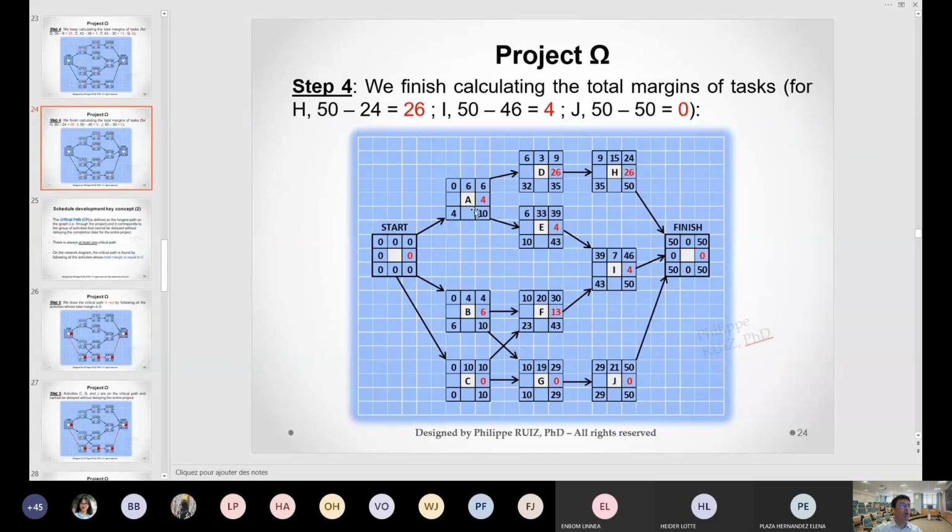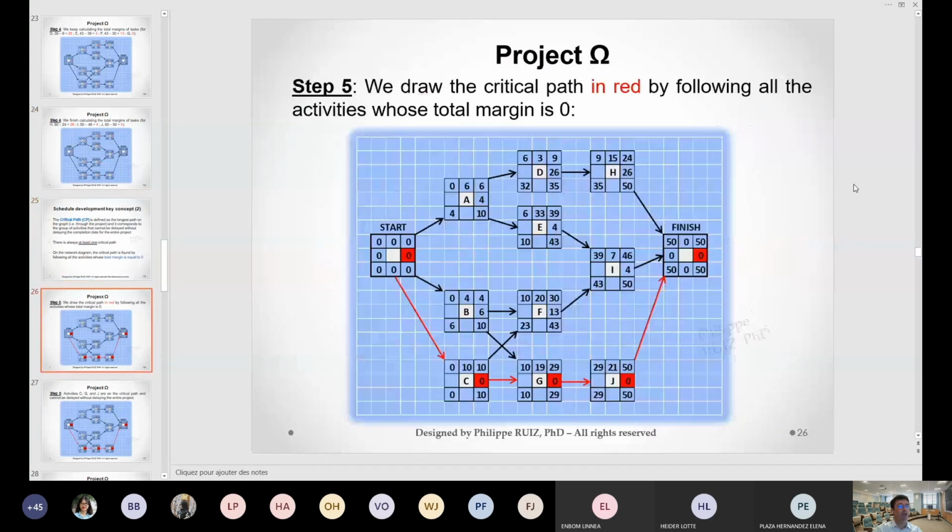At the same time, other activities have margin different from 0. You can see that H has a margin of 26 days. That's huge. Same for D. Here you can be very late. It's not going to change anything. Let's move on with the presentation.